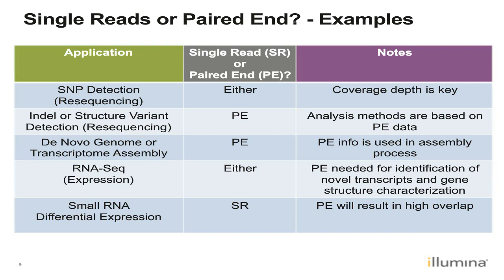Now, lastly here, our last application type, I have small RNA for differential expression. Small RNA, much smaller, so you're going to want to do single reads because paired end will result in high overlap, which can then break the algorithms associated with small RNA. Okay.